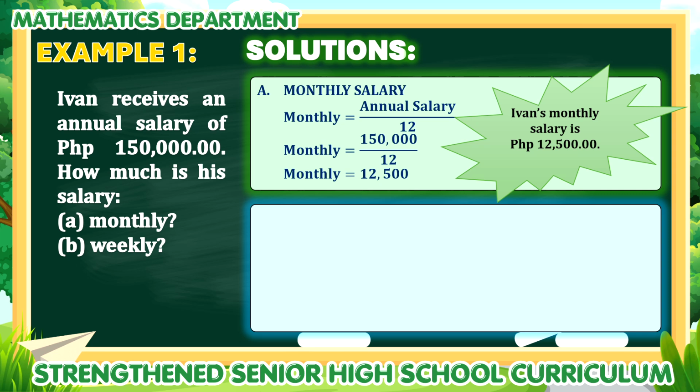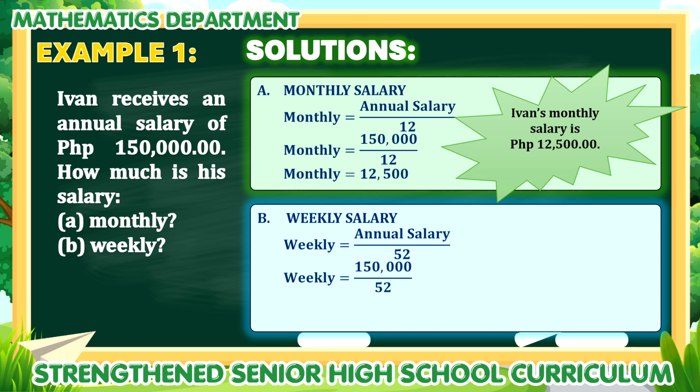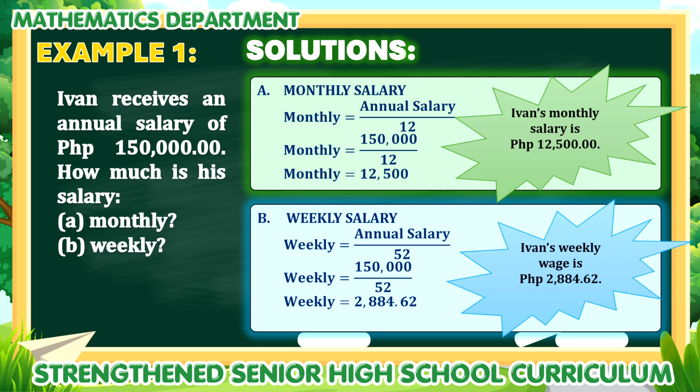Now to compute for the weekly salary, we use the formula weekly is equal to annual salary divided by 52. Using the same given, we will have here weekly is equal to 150,000 divided by 52, and that gives us an approximate value of 2,884.62. Therefore, Ivan's weekly wage is 2,884 pesos and 62 cents.